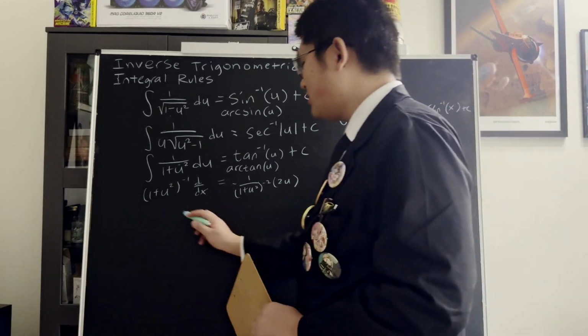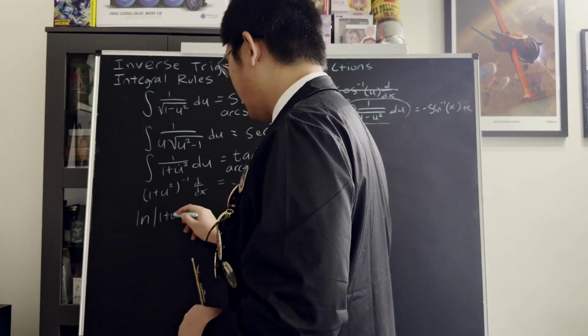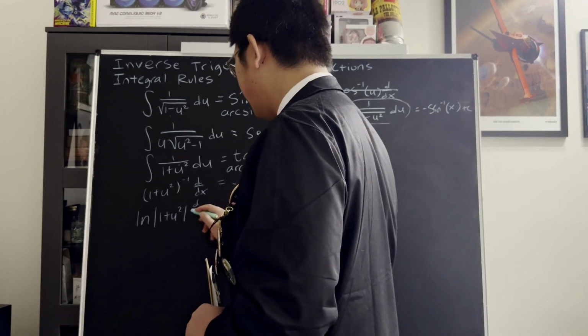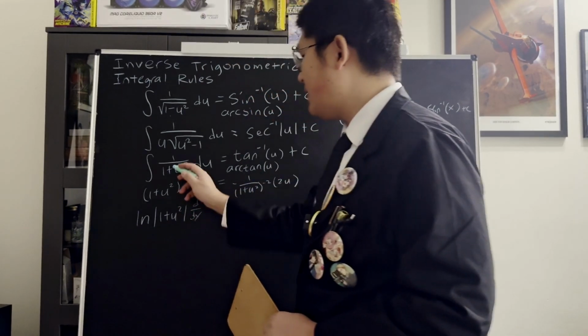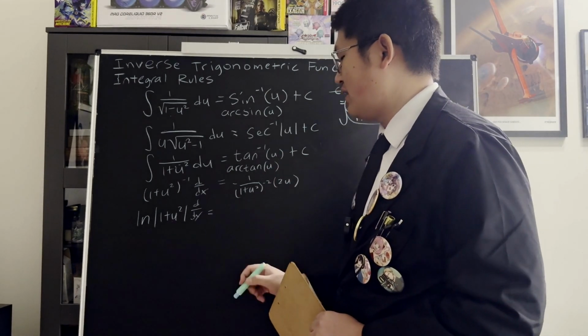And secondly, of course, I know some people might think, oh, then just take the natural log of 1 plus u squared, and then take the derivative. Right? This should match up exactly with that, just so we don't have to use the arctangent rule. That's not correct at all.